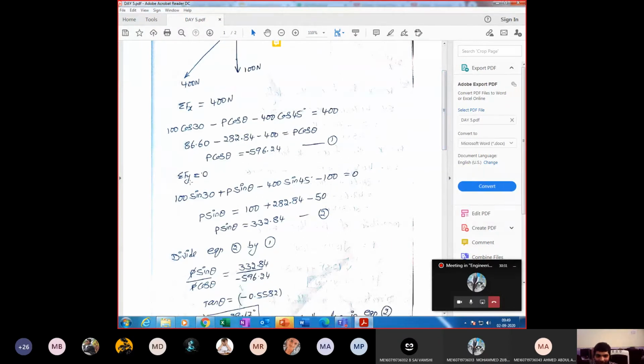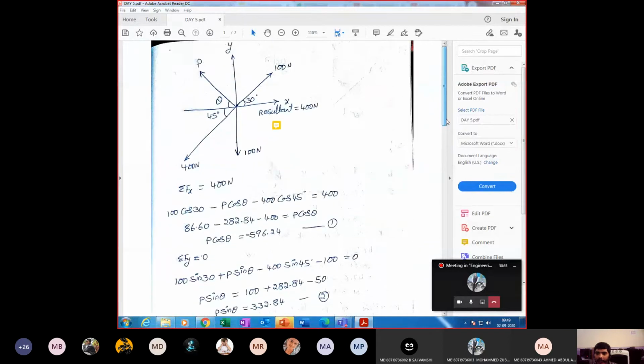Next, summation of forces along y direction. Now I want to resolve the forces vertically. Now 100, what can I write? Wait, I will ask one by one. You have to give me the answer. Rule number 4. Resolve the forces horizontally.